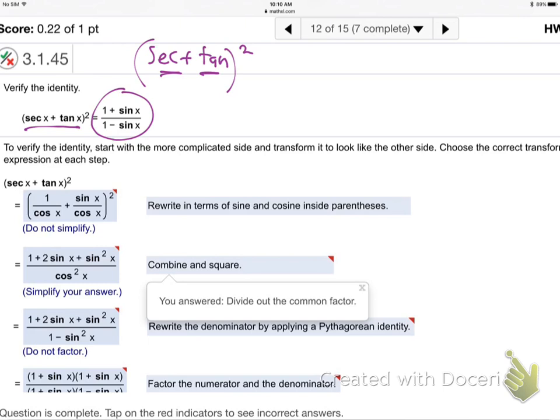I would think, oh, okay, I probably need to write that secant and that tangent in terms of sines and cosines, right? So what is secant? 1 over cosine. What is tangent? Sine over cosine. Good there. So far, so good. And that's exactly what they did.